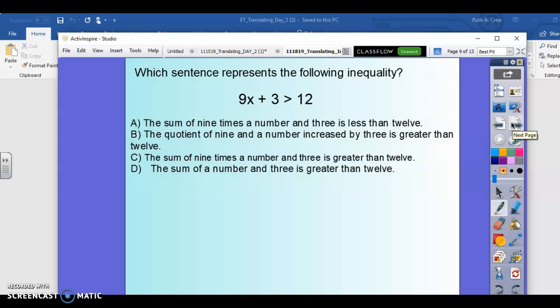Which sentence represents the following inequality? This says the sum of 9 times a number, so that's good so far, and 3 is less than 12. Does this say that this is less than? No, it says that it's greater than. This says a quotient of 9 and a number. We're not dividing. The sum of 9 times a number and 3 is greater than 12. So that one's good. Let's figure out what's wrong with the last one. The sum of a number and 3 is greater than 12. The problem is it just says the sum of a number and it's leaving out the 9.